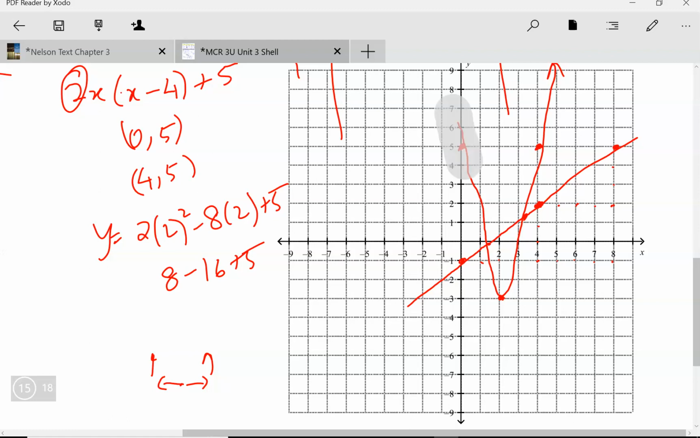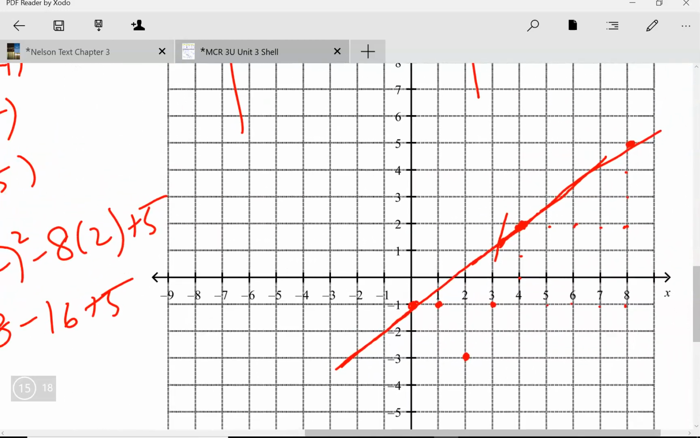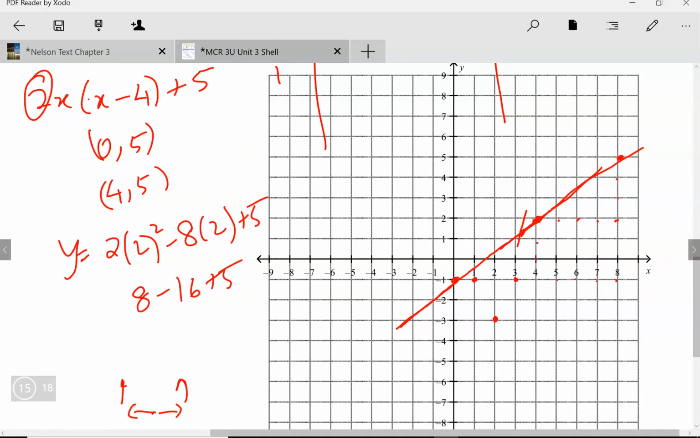My line is good, I think. I have a good line. My parabola needs some work. No, my line. Whatever. Okay, so my line was here. My vertex was here, but I'm going to go 3 and 1. I go up by 2. So here's my points. And at 4, what were my points from before? 0, 5.